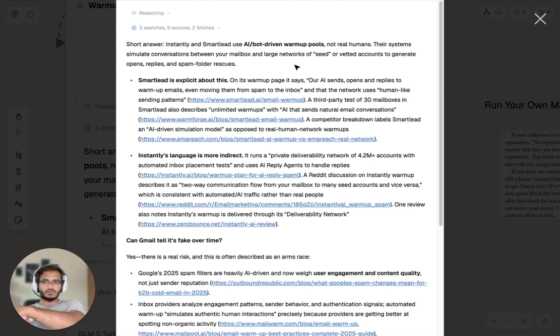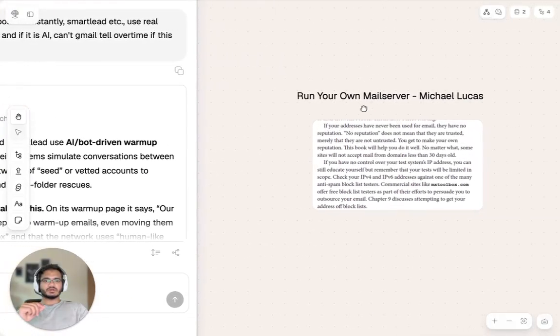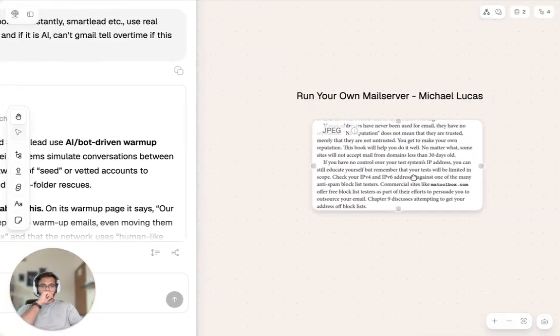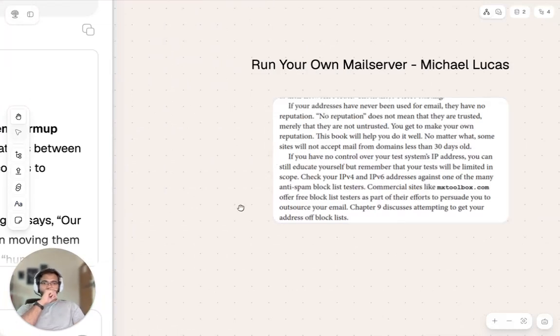So if you're just warming up the domain and you just bought it fresh, they are going to give you like 20, 30 days of respite before you actually start sending good emails. That helps because, as you will see shortly, actually let me show you this screenshot, from this book called Run Your Own Mail Server by Michael Lucas. There are going to be a lot of mail servers that will not accept mail from domains that are less than 30 days old.